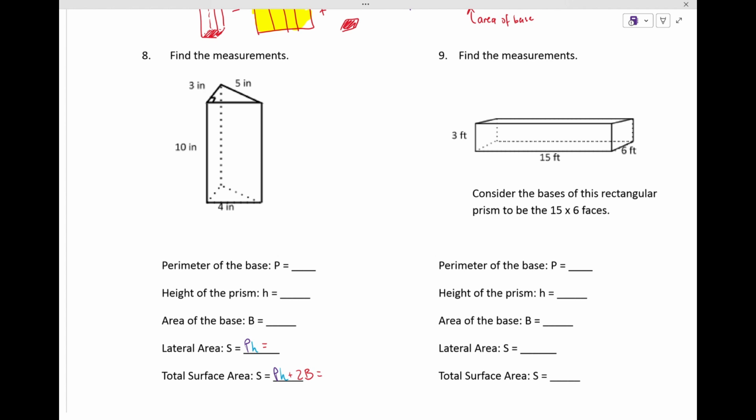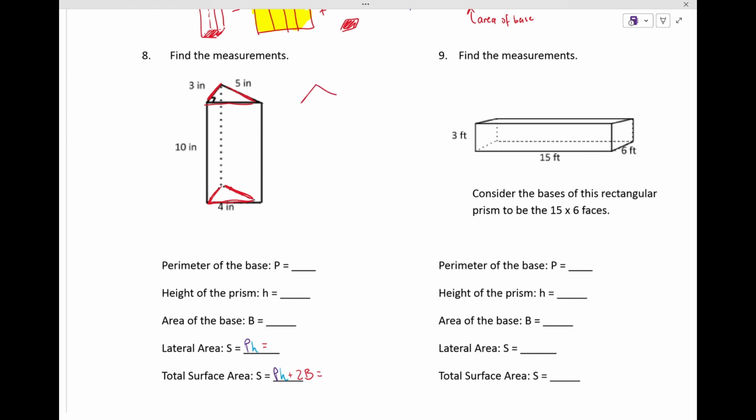So first thing, we need P. That's the perimeter of the base. Let's look at our shape here. Here I've got a triangle at the top, a triangle at the bottom. So our base is a triangle. To find the perimeter of that, we just need to add up all of the sides, right? It's just the distance going around the sides.